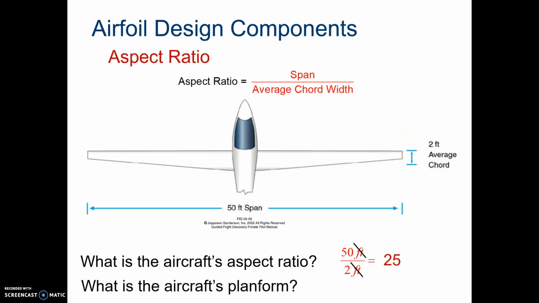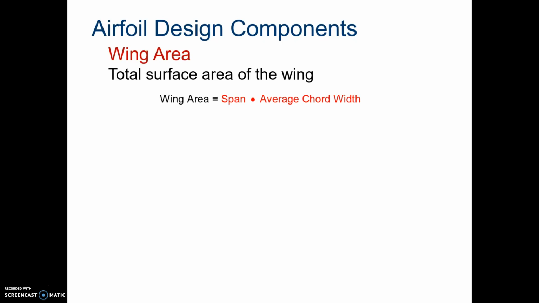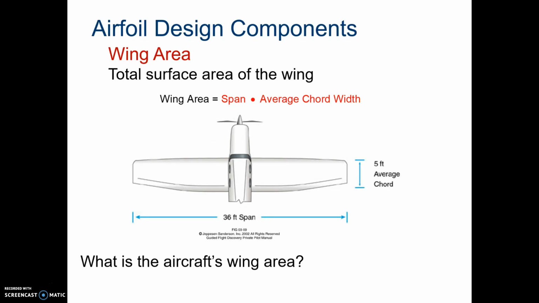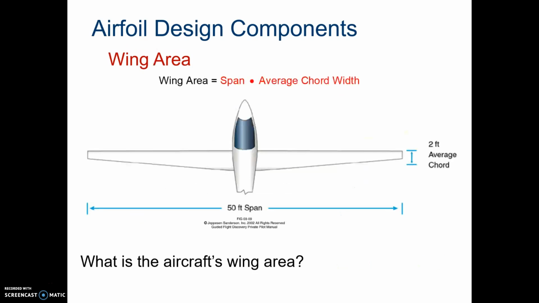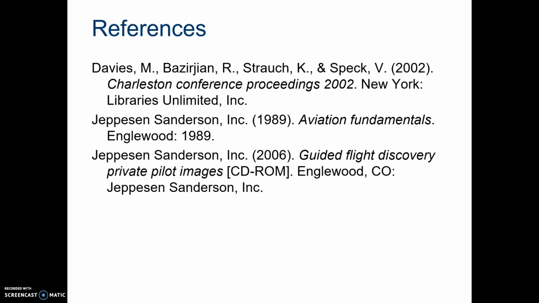And this platform, you want to guess on this one? And that is tapered. Wing area is the total surface area of the wing. Go ahead and write this equation down: wing area equals span times average chord width. So this one, we have 36 times 5, and that is 180 square feet. And then this one, we have 50 times 2, and that would be 100 square feet for that wing area.